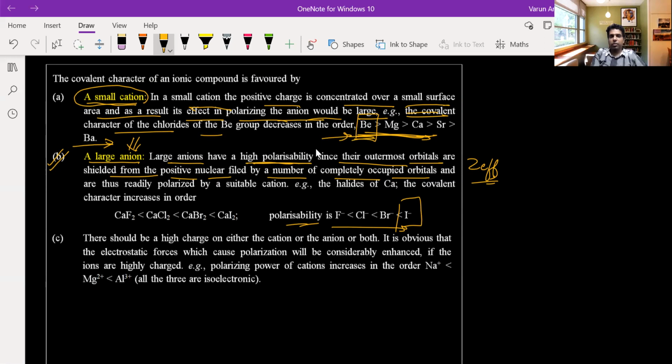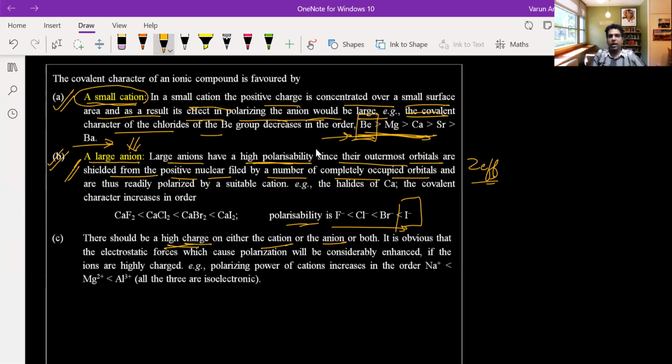Come to the next point. The first factor affecting polarization is smaller size cation. Next is larger size anion. Next is the charge of the cation and anion. The more the charge of the cation, the more strongly the cation will polarize the electron. Similarly, the more the charge of the anion, the more easily the electrons will be polarized, as the anion will donate electrons more easily. So the larger the charge of the cation or anion, the more the polarization.